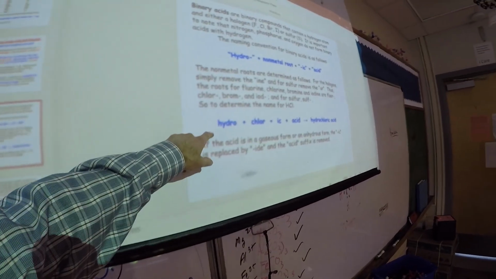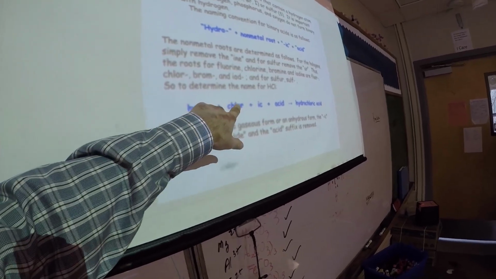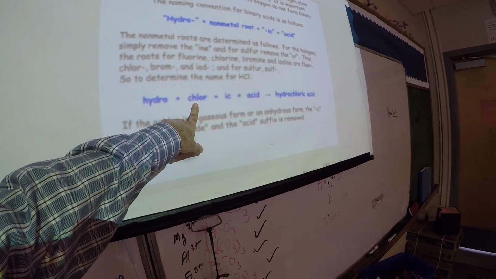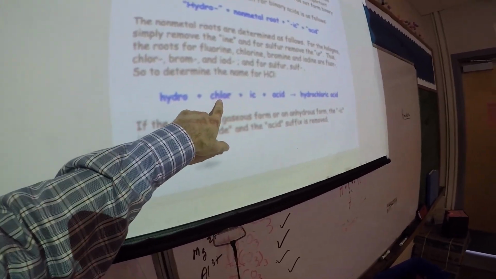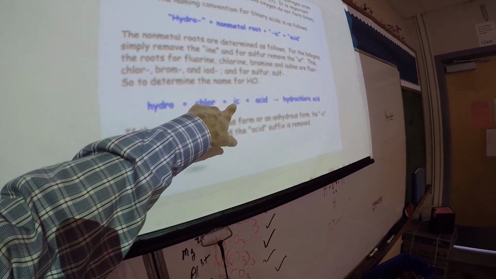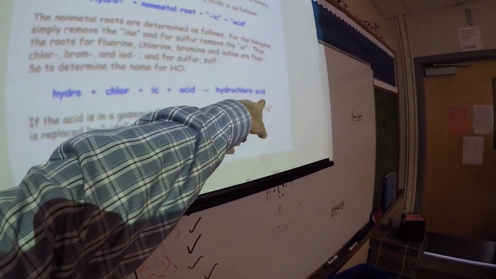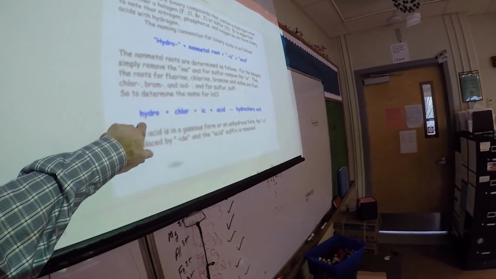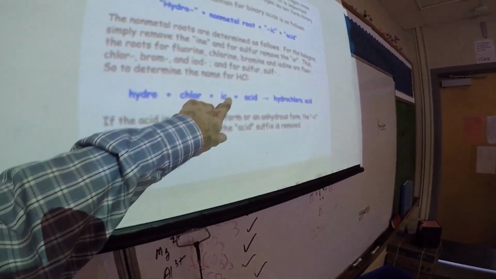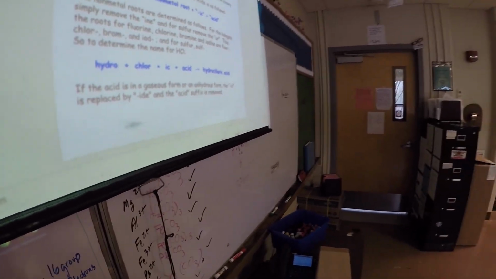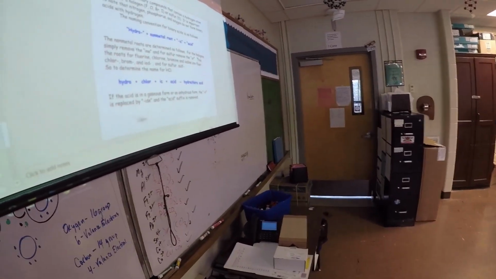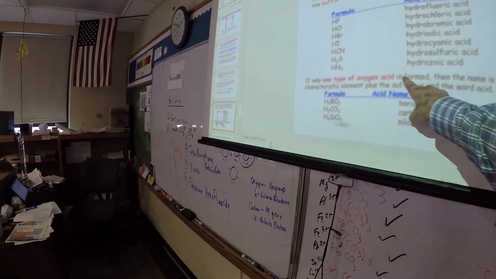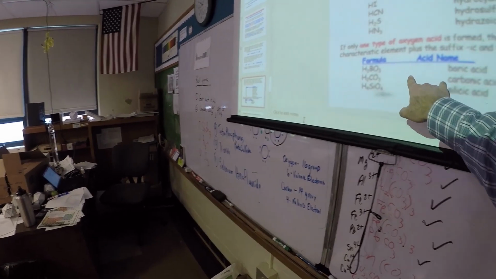You basically are going to call it the hydro and then the root element name like chlorine, and then you're going to change it to ic. So it's not chlorine anymore, it's not chloride, it's going to be chloric acid, like hydrochloric acid. Make sense? Same thing is true with fluorine, so it'd be hydrofluoric acid, hydrofluoric acid, hydrosulfuric acid, same thing.